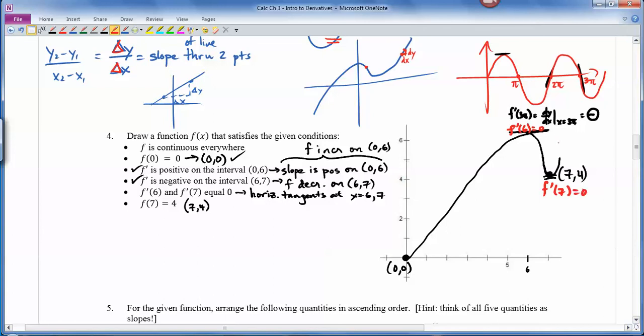It has to be continuous everywhere, so let me just put arrows on the ends here. And then just to double check, it is continuous everywhere. I do have 0, 0. F prime is definitely positive here because the slope is positive all the way until it's 0. F prime is definitely negative here. So I've satisfied all those conditions.